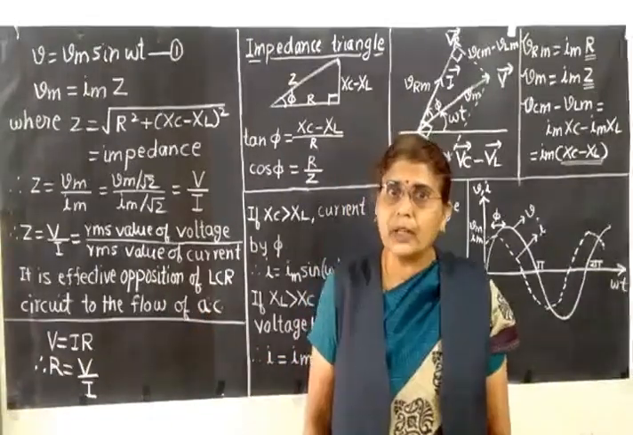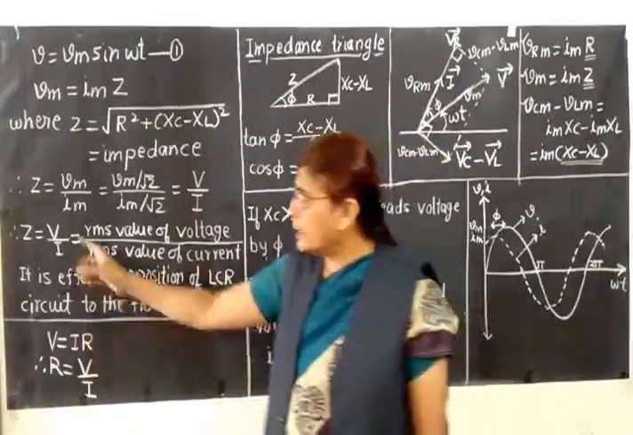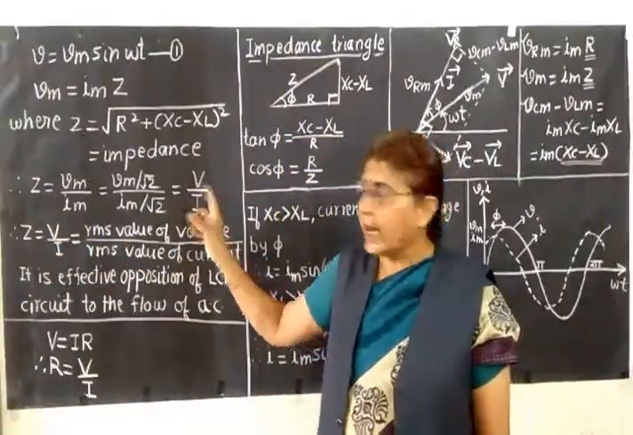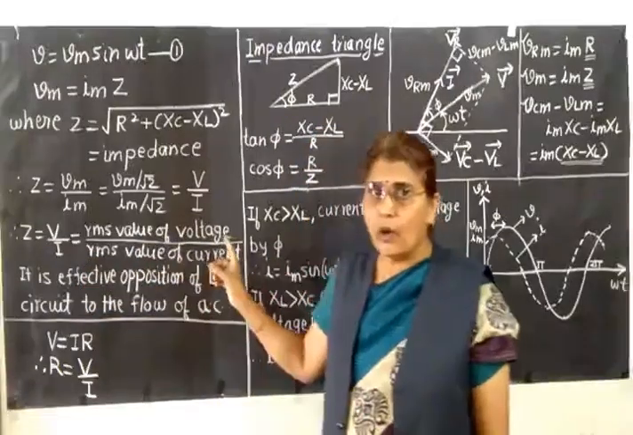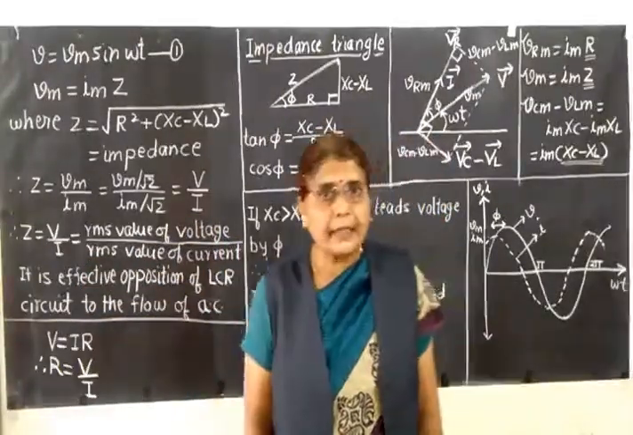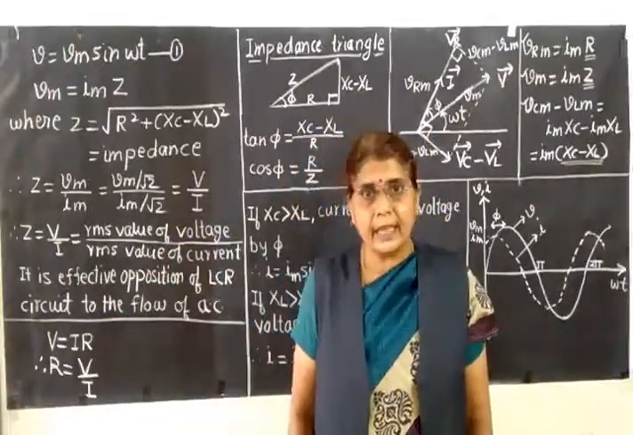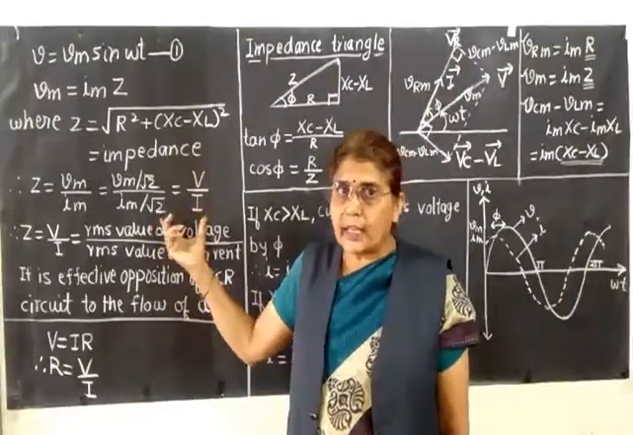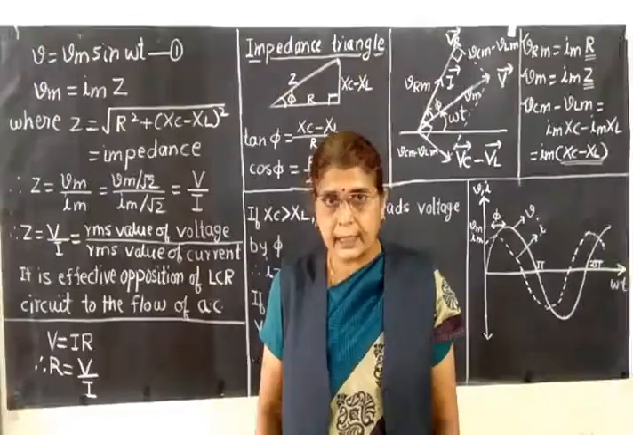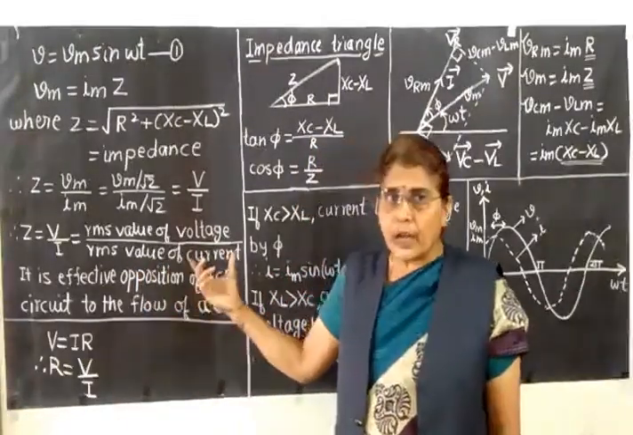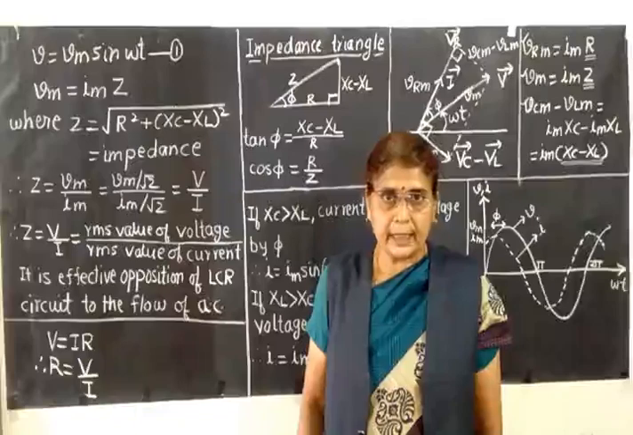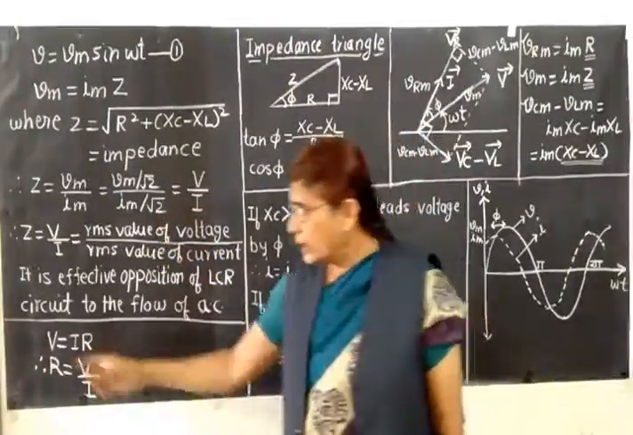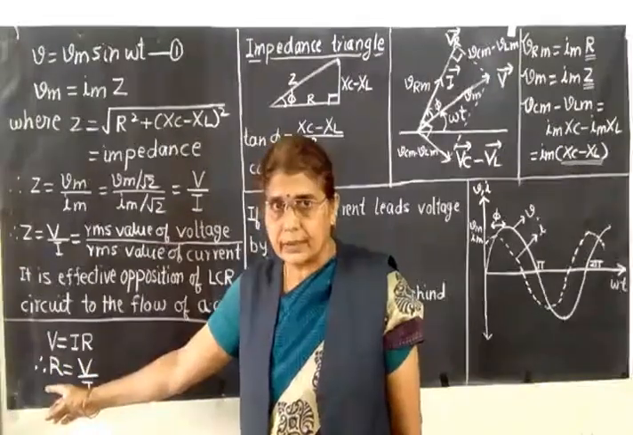And what is the actual definition of Z? Z is equal to V upon I. V is the RMS value of voltage and I is the RMS value of current. So we can define the impedance of an LCR circuit as the ratio of the RMS value of voltage across the LCR circuit to the RMS value of current through the LCR circuit. And the SI unit of impedance is ohm because it is the same as resistance, opposition.